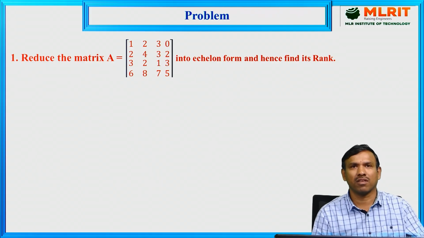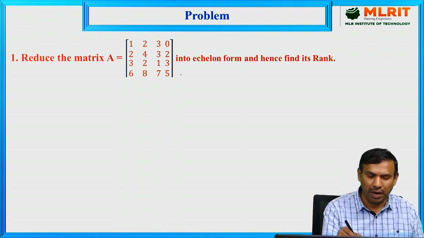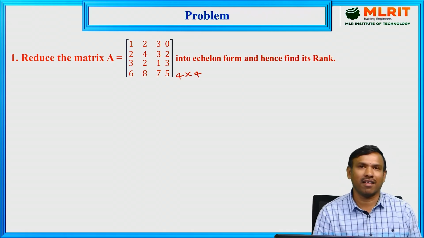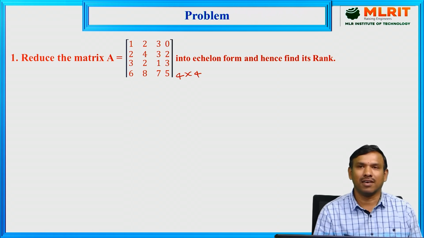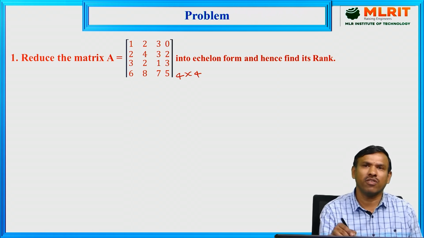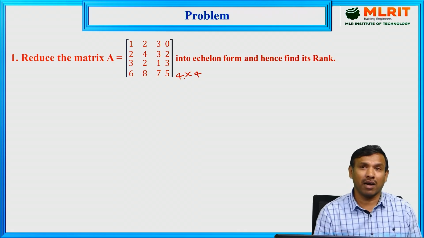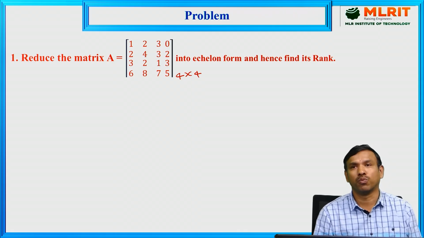Here one matrix is given. Which order matrix? It is a 4 by 4 matrix. So the maximum rank can be 4. Already we discussed in the last class, the highest minor we get is 4. So rank cannot exceed 4. We can get a maximum rank of 4, but it can be 4, 3, 2, 1. That we have to find.